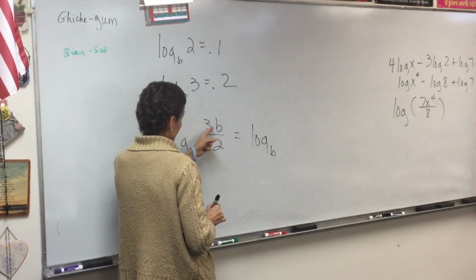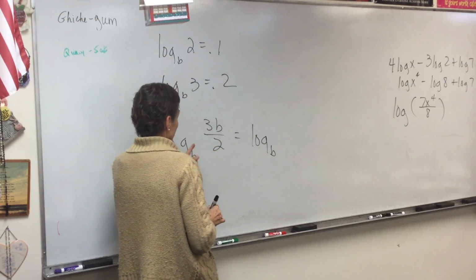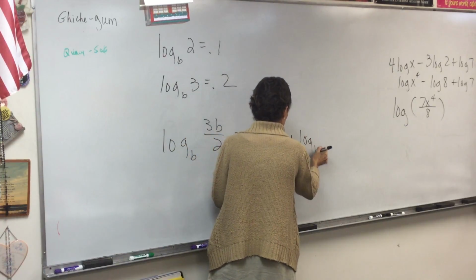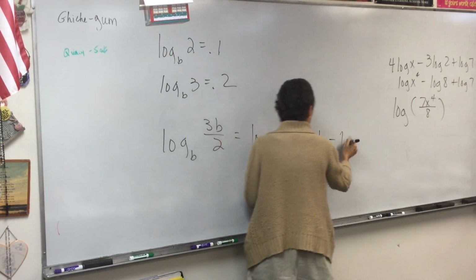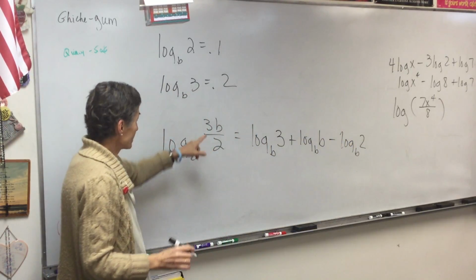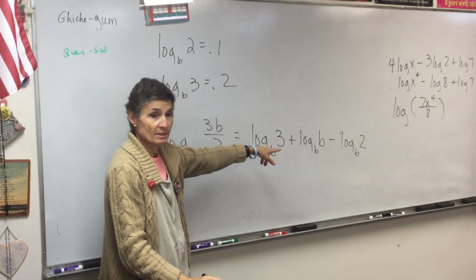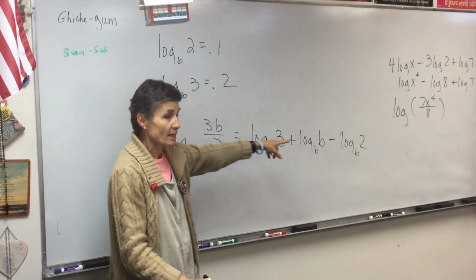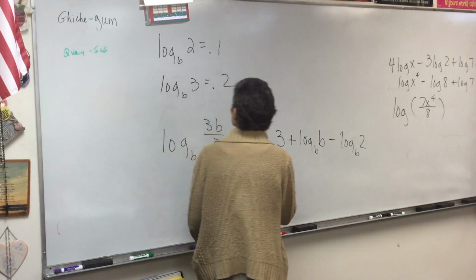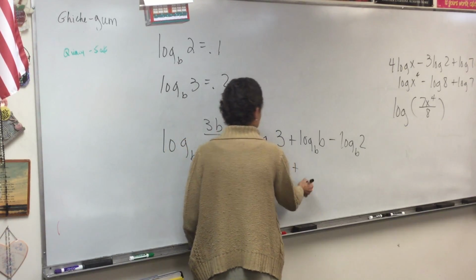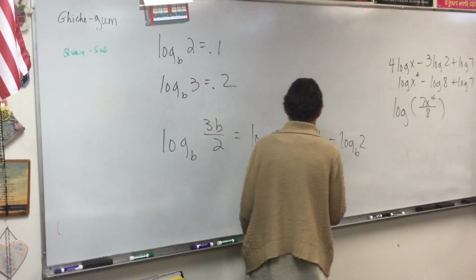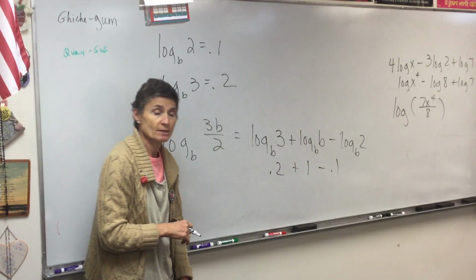What's going to happen to the 3, the B, and the 2? The log of 3 plus the log of B minus the log of 2. Because when they're multiplied, you take them apart as an addition. When they're divided, you take them apart as a subtraction. And then we plug in our numbers. So the log of 3 is 0.2. What's the log base B of B? 1. And the log of 2 is 0.1. So you just add it all up and subtract it, and that's your answer.